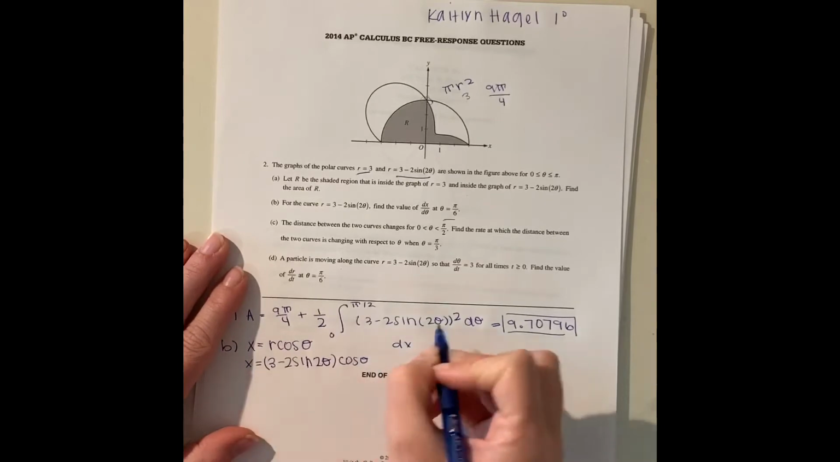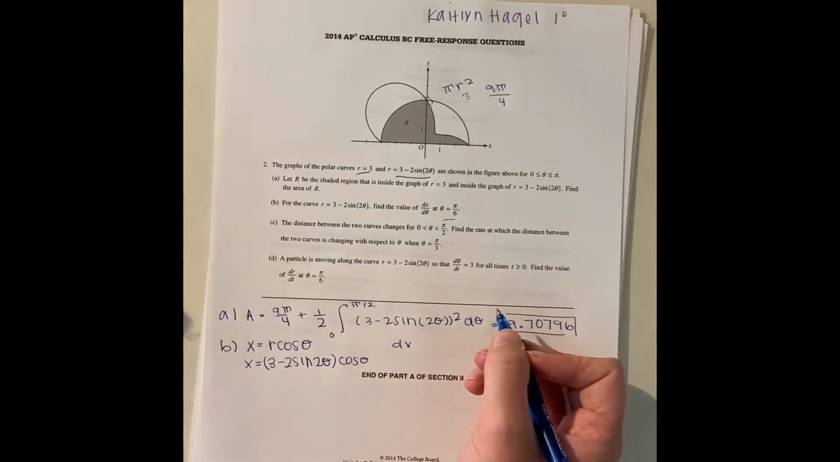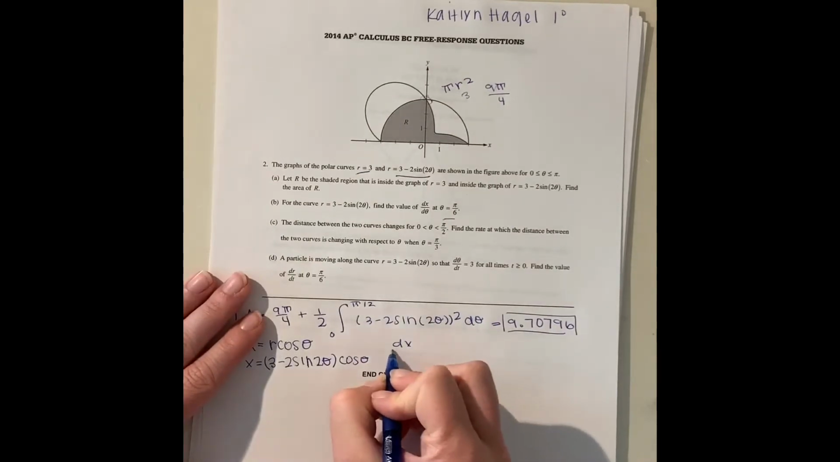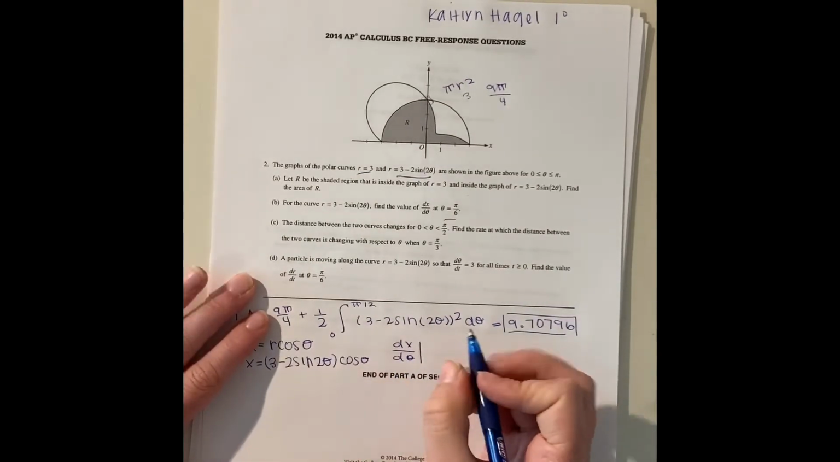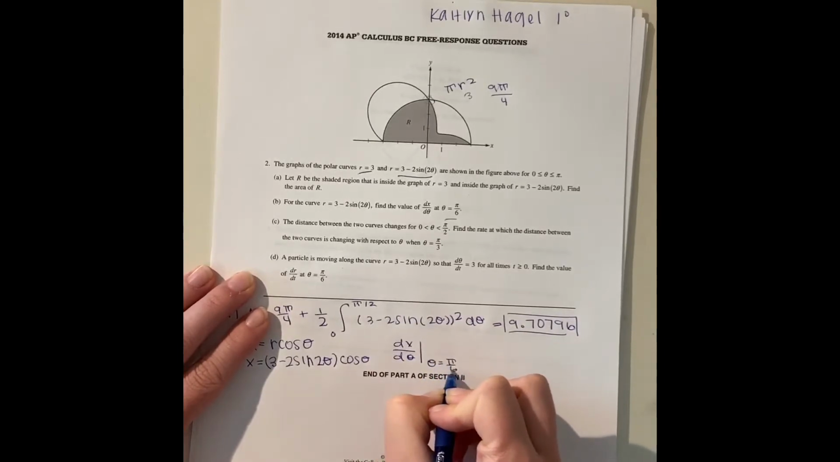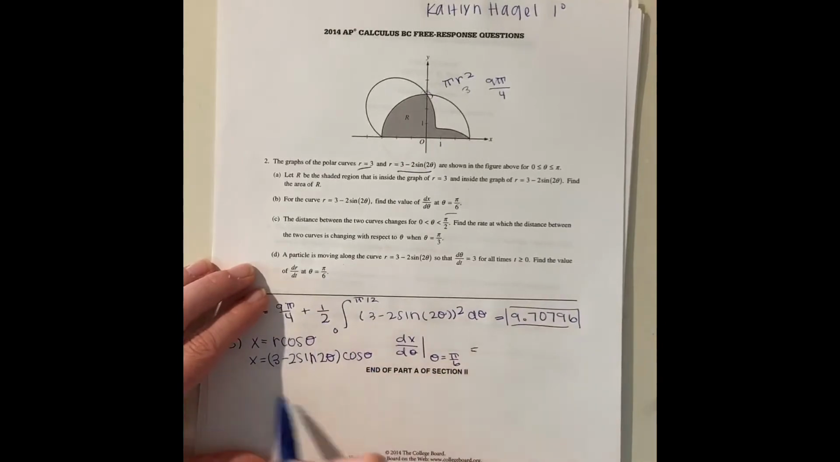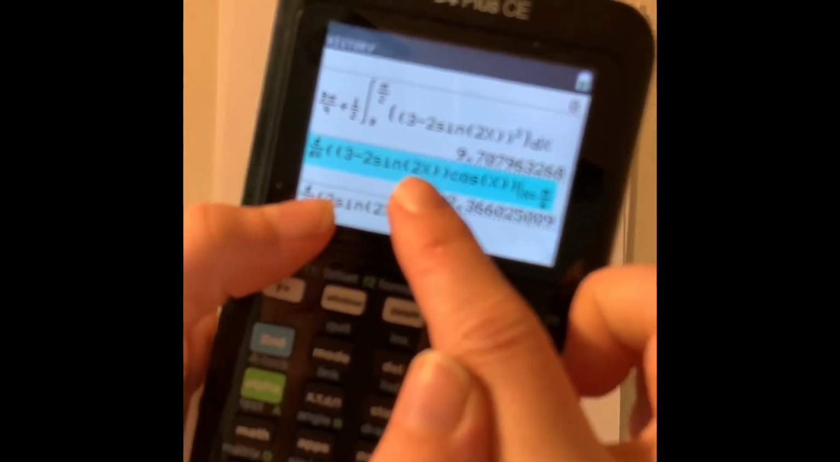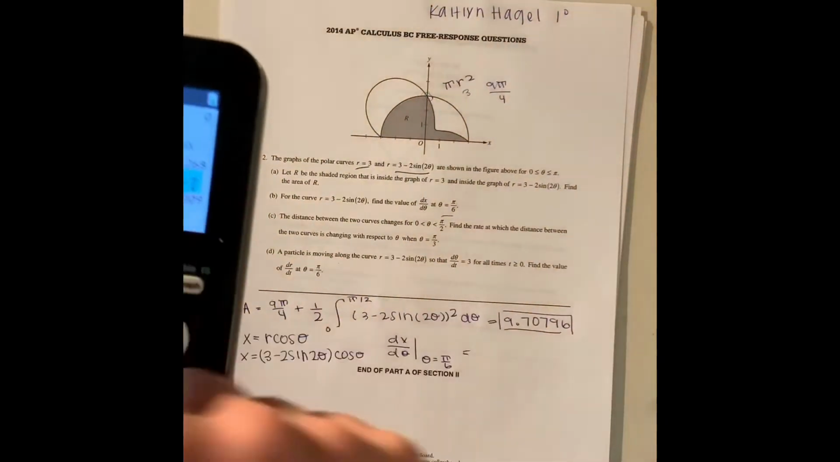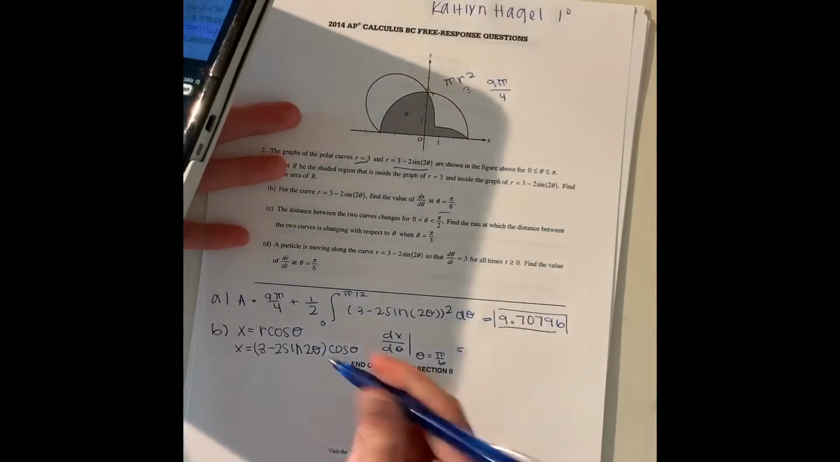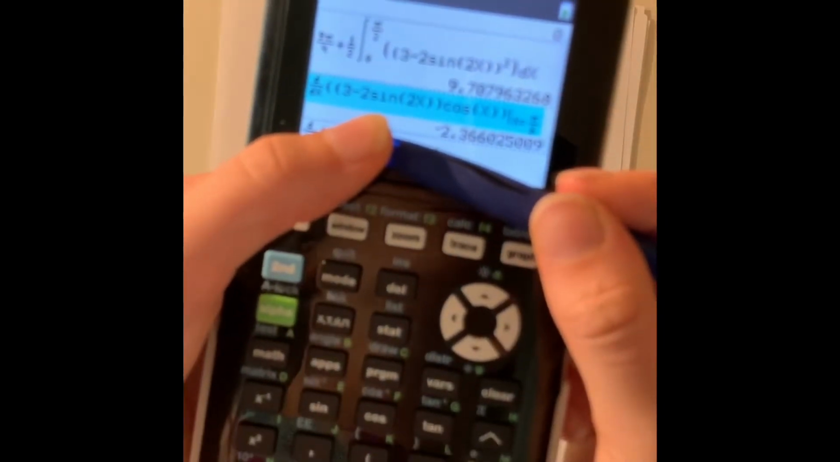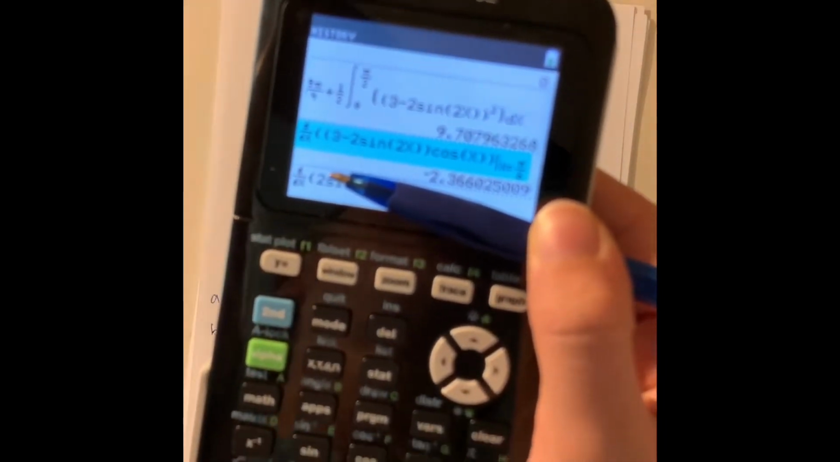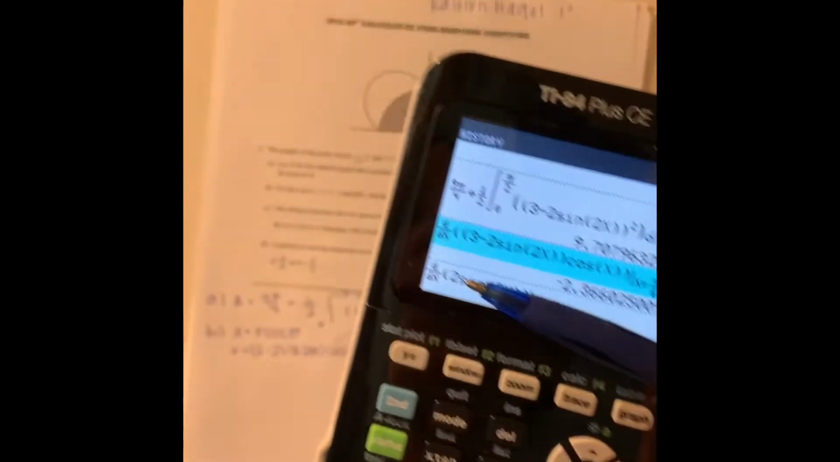We're going to use this to find dx d theta at theta equals pi over 6, and then we use this expression in our calculator. We do 3 minus 2 sine 2 theta times cosine theta, which is what we have here, and we find the derivative of this at theta equals pi over 6. When we did that, we got negative 2.366 as our answer for this value.